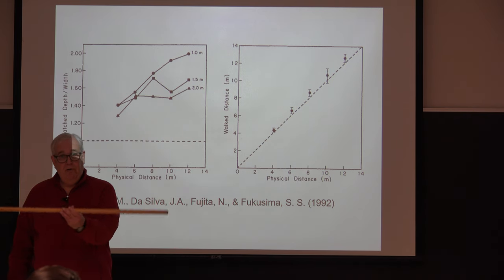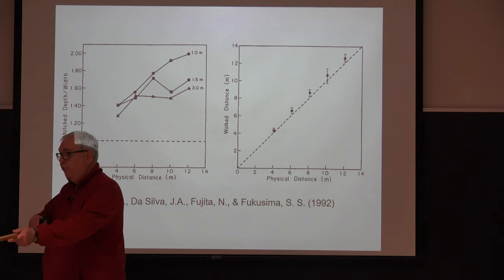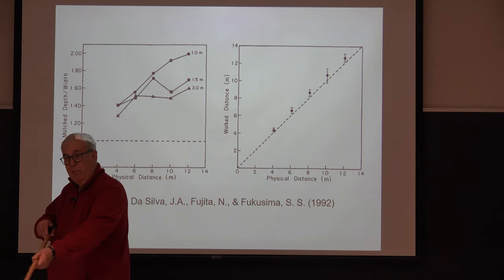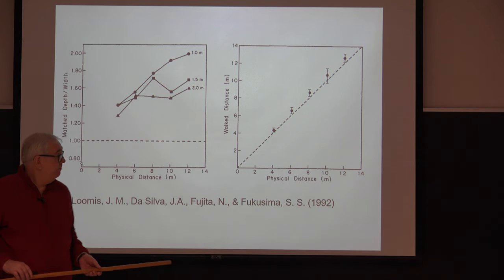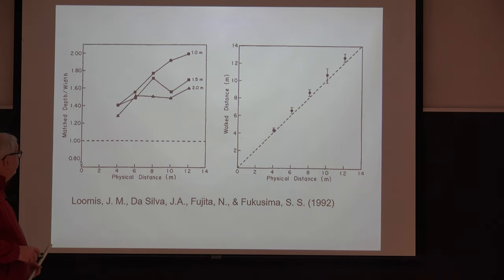So is the horizontal one longer or shorter than the one that's oriented in depth? And how much longer or shorter is it? And if you do that, what you find is subjects make huge errors.